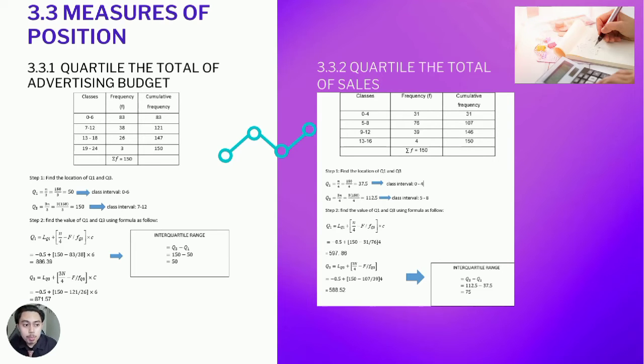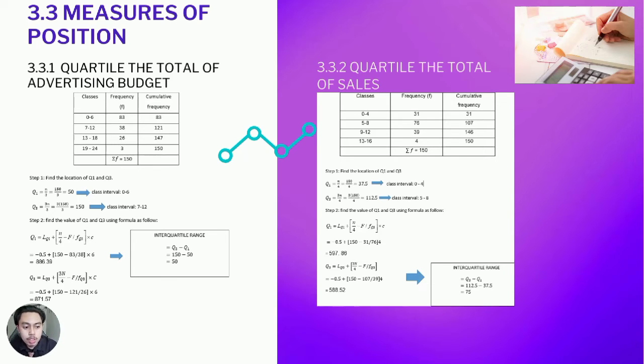Okay, for 3.3, which is measure of position, the first one I'm going to show is 3.3.1, which is quartile the total of advertising budget. Okay, first of all, let me tell you something. What is measure of position? Measure of position determines the position of a single value in relation to other values in a sample or a population set. Okay, for this first topic, which is quartile the total of advertising budget.